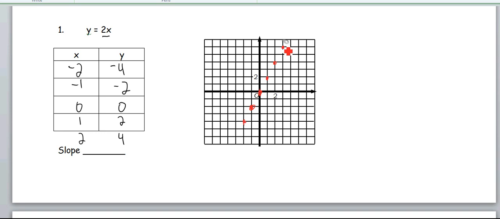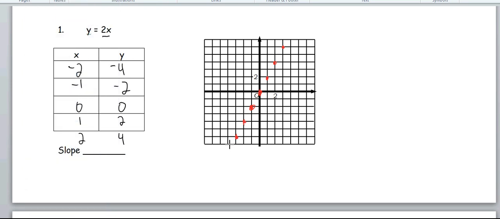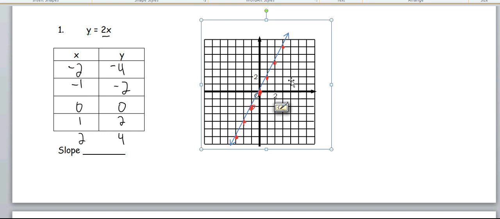If I really wanted, I could just continue my pattern up and down both ways. You see the pattern of dots. Then let me go ahead and put in my line. And make sure your line, when you draw it, goes from one end of the graph to the other end of the graph. Get that a little straighter.